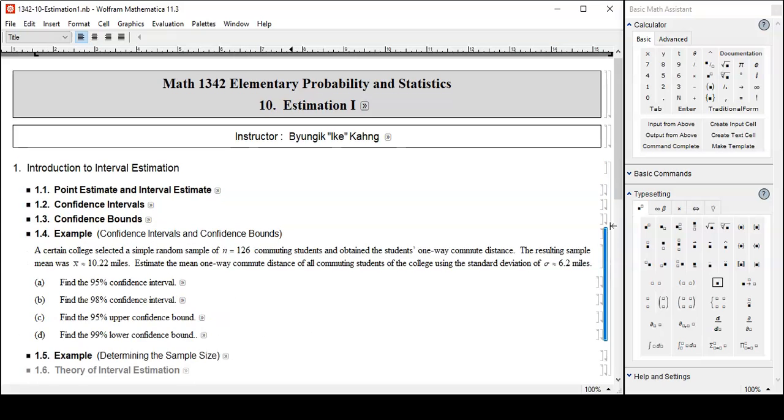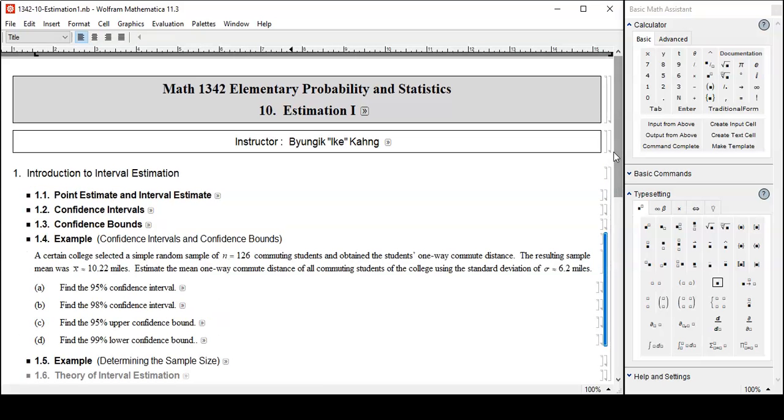And here's one. A certain college selected a simple random sample of 126 commute students and obtained the students' one-way commute distance. The resulting sample mean was about 10.22 miles. Estimate the mean one-way commute distance of all commuting students of the college using the standard deviation of 6.2 miles approximately. And then here are the questions to answer.